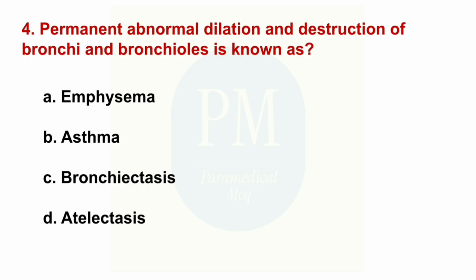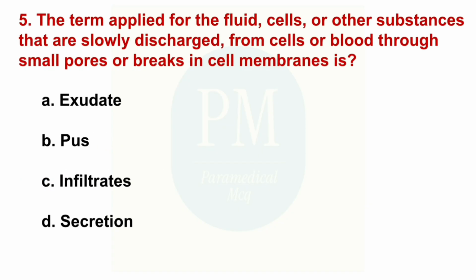Permanent abnormal dilation and destruction of bronchi and bronchioles is known as option A, emphysema, option B, asthma, option C, bronchiectasis, option D, atelectasis. The correct option is option C, bronchiectasis. The term applied for the fluid, cells, or other substances that are slowly discharged from cells or blood through small pores or breaks in cell membranes is option A, exudate, option B, pus, option C, infiltrates, option D, secretion. The correct option is option A, exudate.